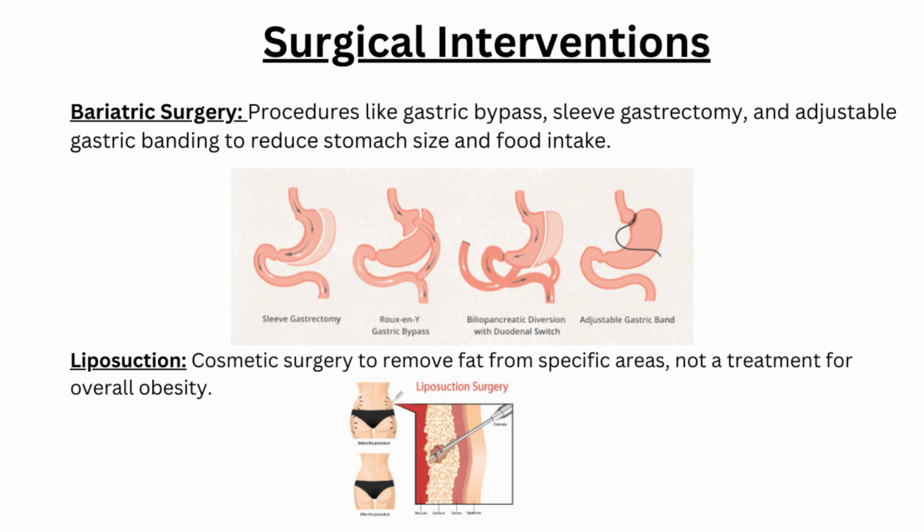Surgical interventions for obesity include bariatric surgery, which encompasses procedures such as gastric bypass, sleeve gastrectomy, and adjustable gastric banding to reduce stomach size and limit food intake, and liposuction, a cosmetic surgery aimed at removing fat from specific areas, though it is not a treatment for overall obesity.